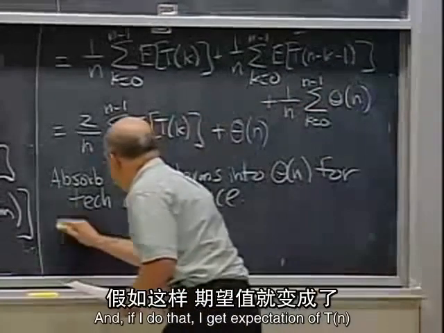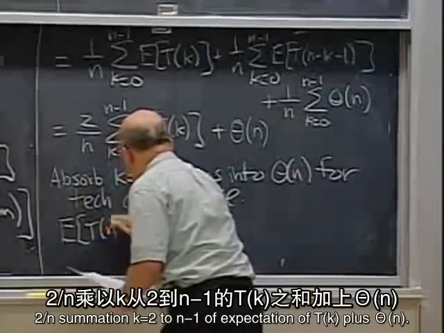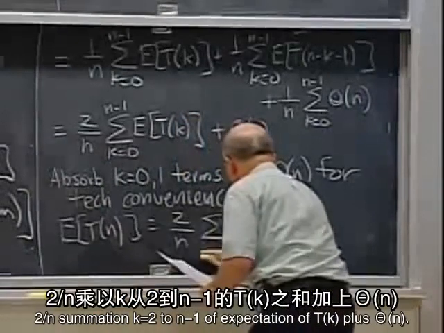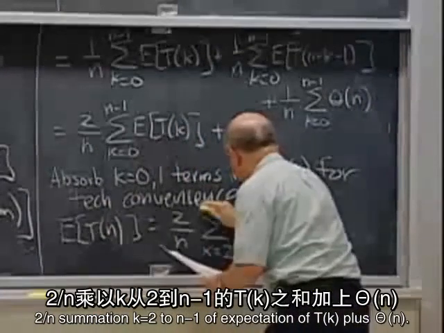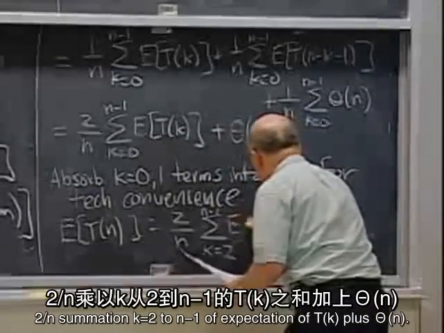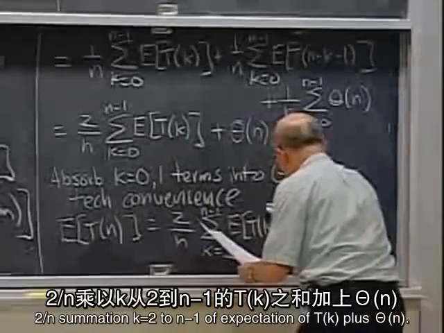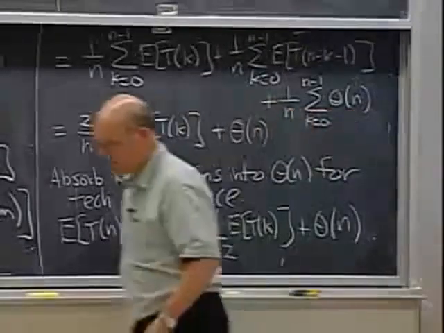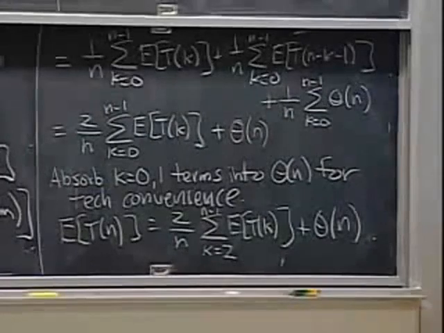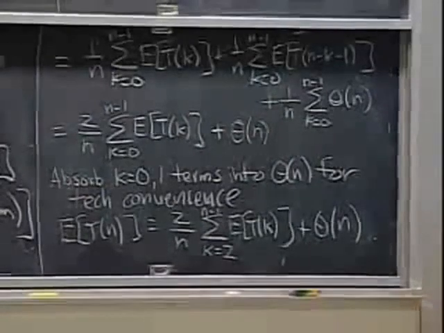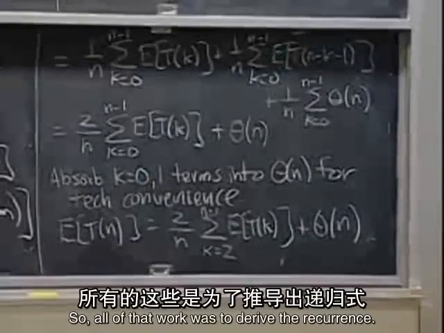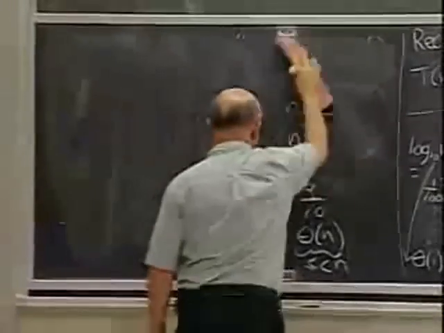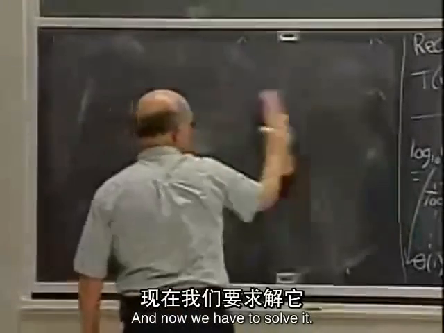Okay? And if I do that, I get expectation of t of n is 2 over n times the summation k equals 2 to n minus 1 of expectation of t of k, plus theta n. That work was to derive the recurrence. And now we have to solve it.